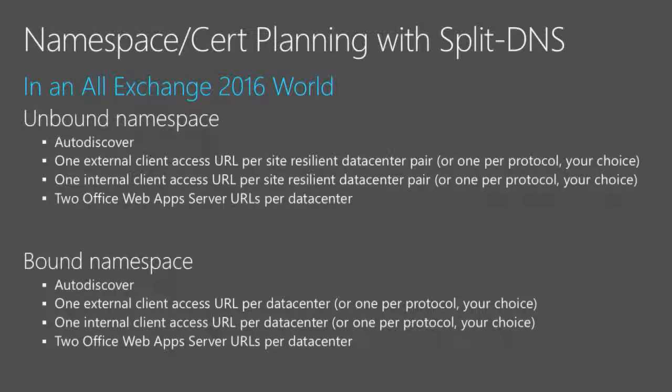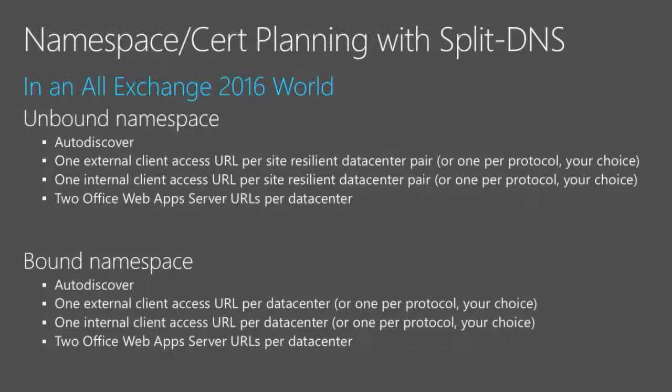where if my mailbox is in the US, I always hit mail.us.fabricam.com. If my mailbox is in Europe, I always hit mail.emea.fabricam.com. And if I happen to put the wrong one in, we would redirect you to the appropriate data center. That's the bound namespace model. We send you where you're supposed to connect instead of just saying, come on in, everything's fine, and then behind the scenes proxying the traffic between the data centers.